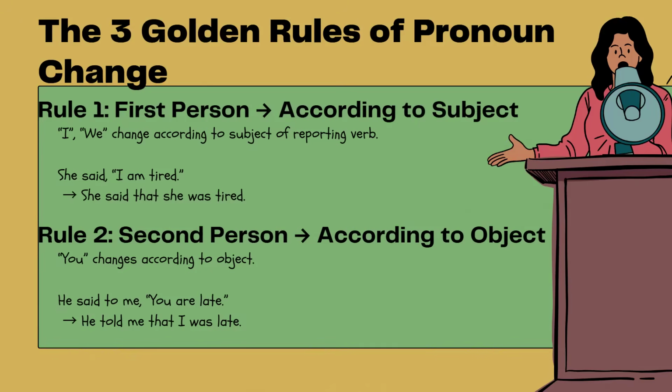Then comes rule number two. Second person changes according to the object of the sentence. You changes according to the object. So here, he said to me, "You are late." Who is this you? It's me. So I will be converting that into the first person. He told me that I was late, because the sentence is "said to me." So I becomes the subject of the reported clause, not the reporting clause.